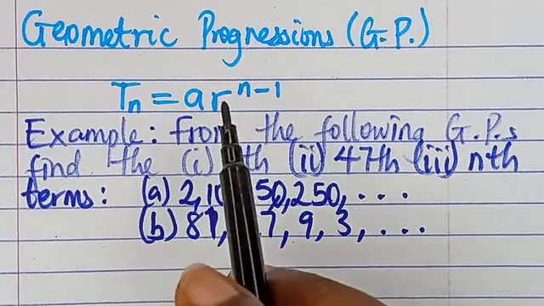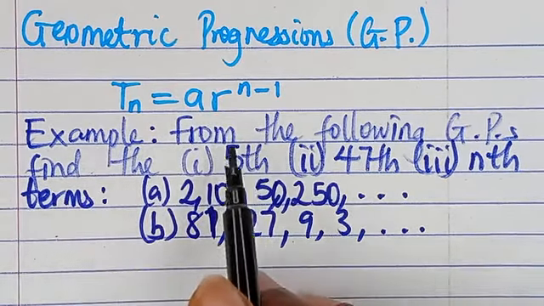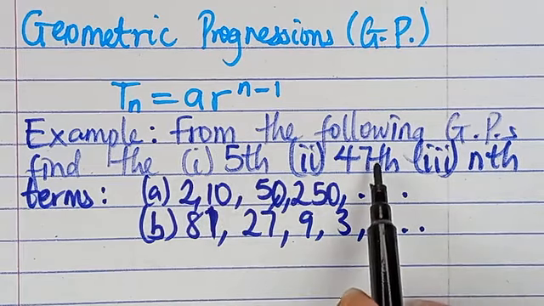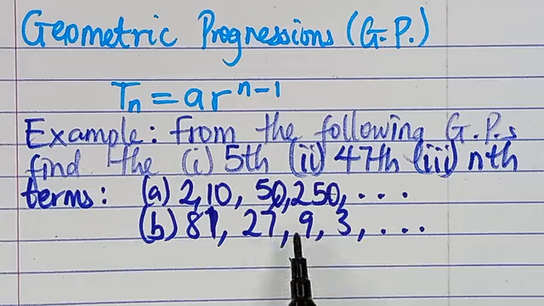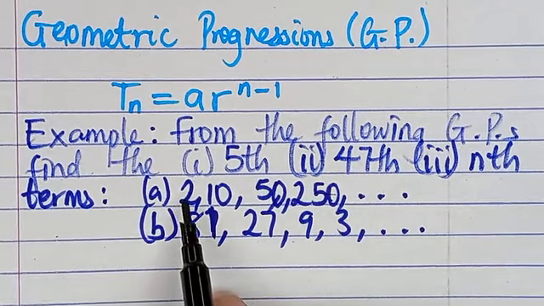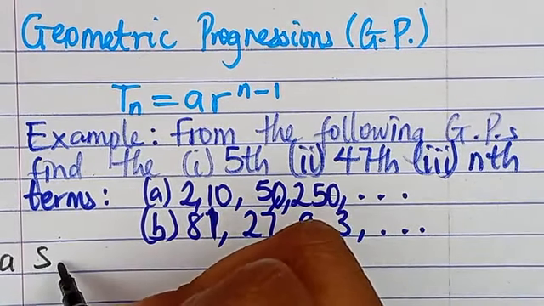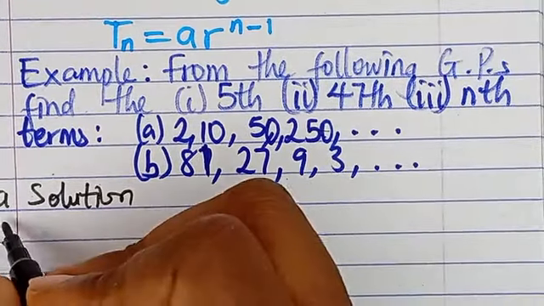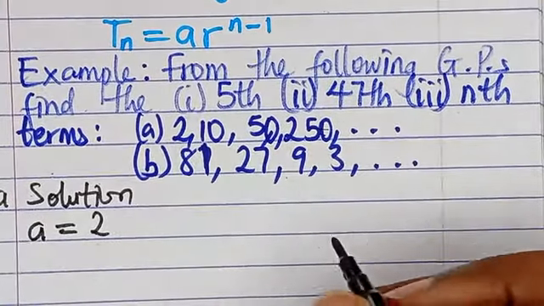Now we'll be using an example to understand what this formula is all about and how to use it. Example: from the following GPs we are to find the fifth term, the 47th term, and the nth term. So this is the first GP we'll be working on, and this is the second one we shall be working on. Looking at this first GP, we can see that the first term is equal to 2. So as a solution to the first question, we have a, the first term, is equal to 2.